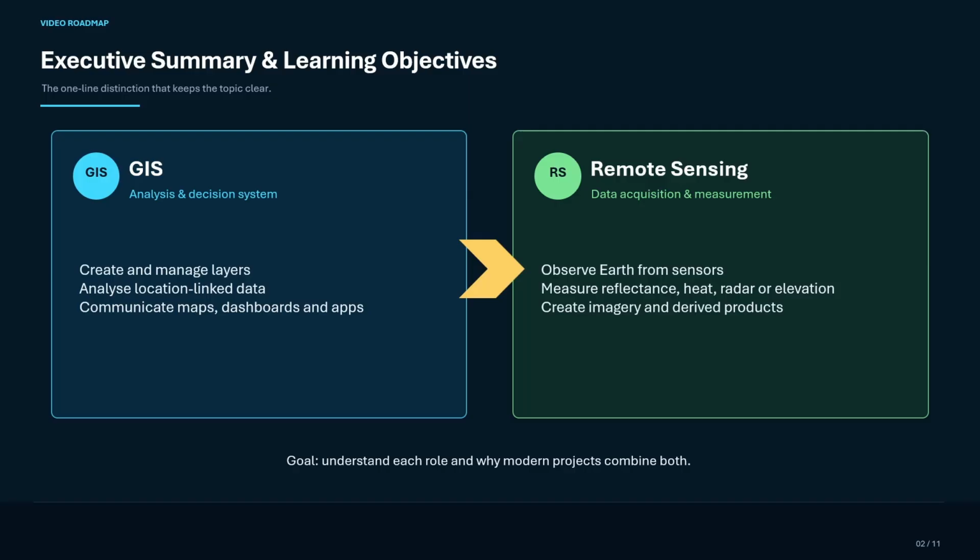Before we go deeper, let us set the learning goal. This video is made for beginners, students, and early career professionals who know what a map is and may have seen satellite imagery but may not yet understand the technical differences between GIS and remote sensing. The main idea is simple. GIS is an analysis and decision making system, while remote sensing is a data acquisition and measurement approach. We will define both terms, compare their data types, scale, resolution, accuracy, and outputs, and then look at the real workflow where both are used together.